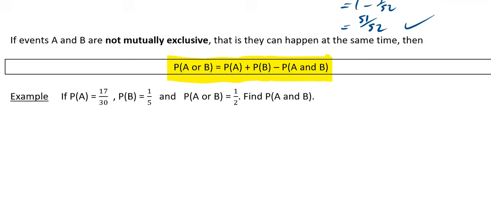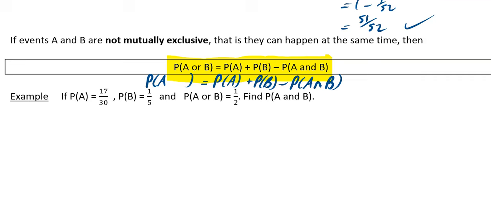Another way you could write this, by the way, is that A or B could be written as the probability of A union B. So the probability of A union B is the probability of A plus the probability of B minus the probability of A and B, and another way of writing the probability of A and B is the probability of A intersection B. That's not a U, it doesn't have the little vertical line.